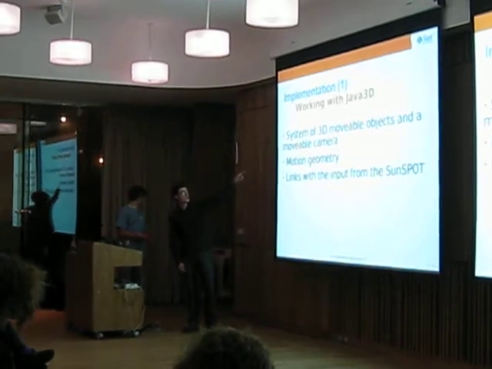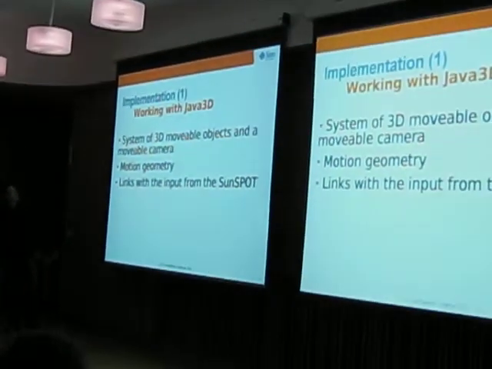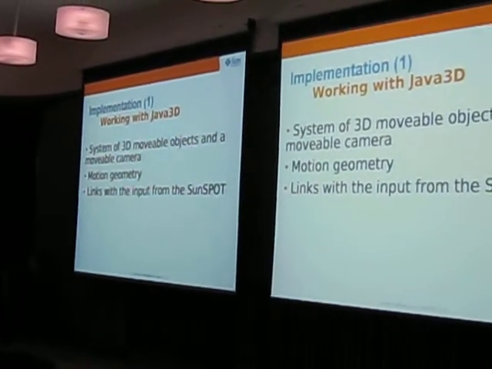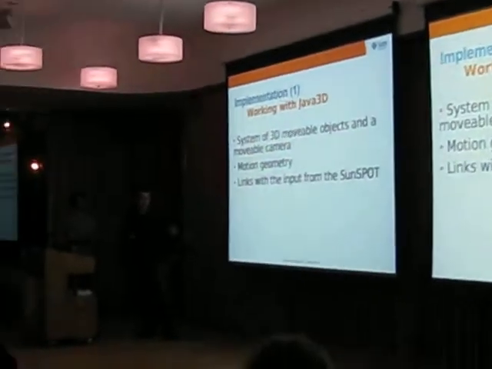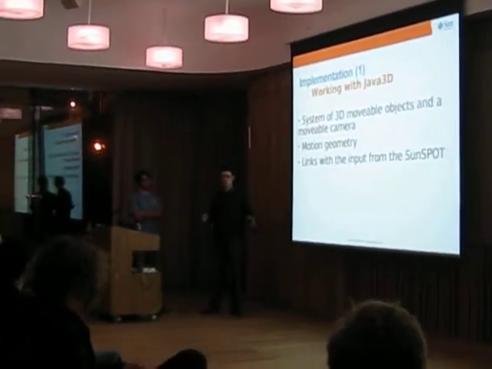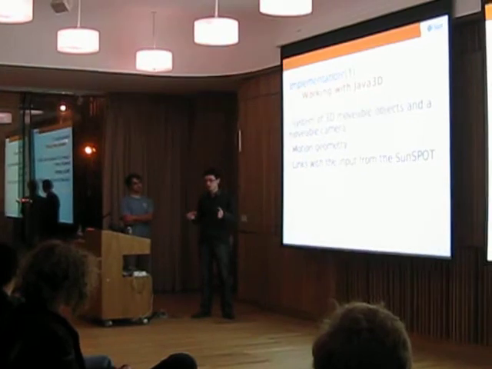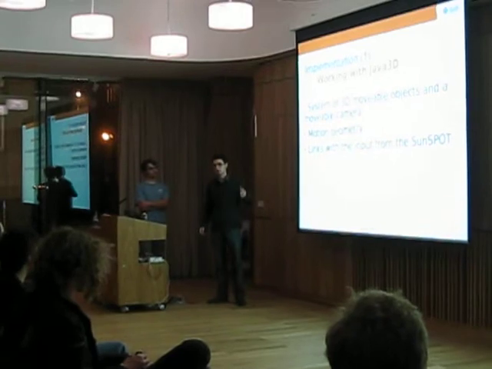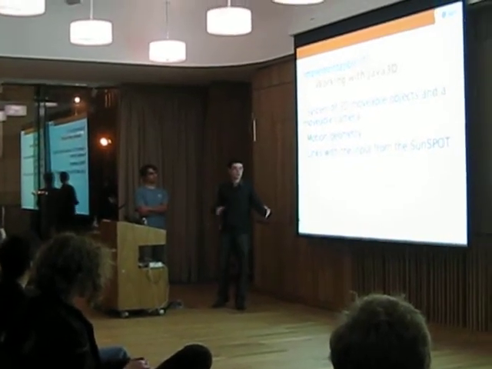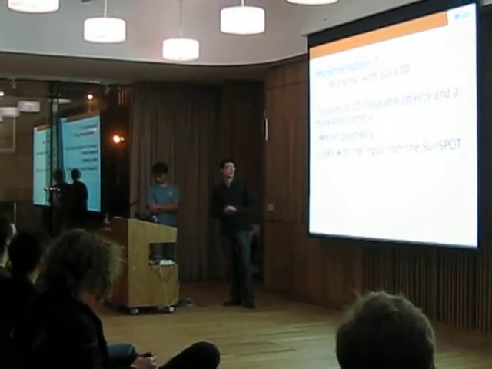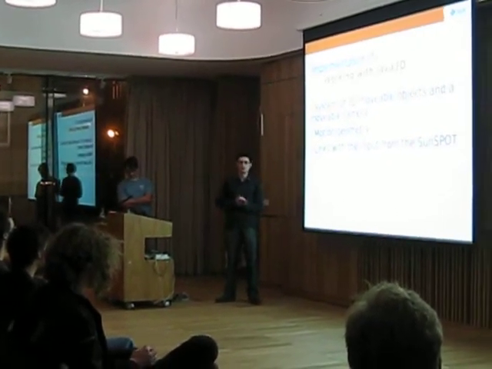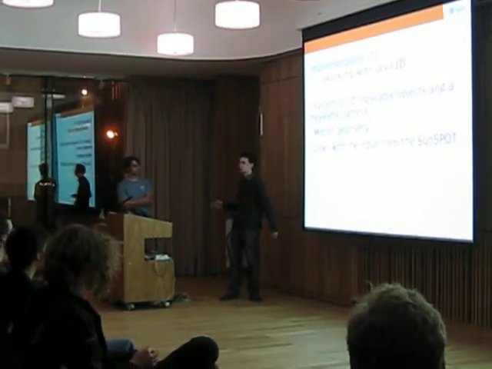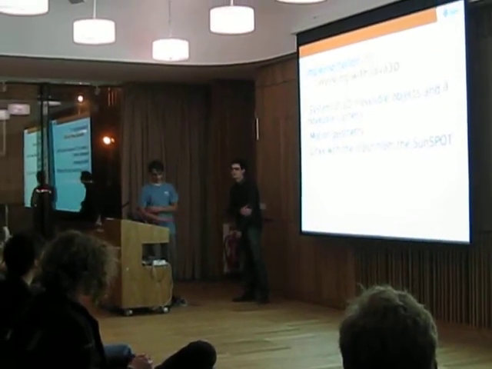Here you can see a system of 3D movable objects and a movable camera. It's the scene itself with a movable camera which sort of shows the scene from different perspectives and moves around. Motion geometry is basically the math of the whole scene. And obviously we needed to provide some essential functions for linking it with the SunSPOT. So I guess I'll pass the words and you can talk, guys, about the SunSPOT.